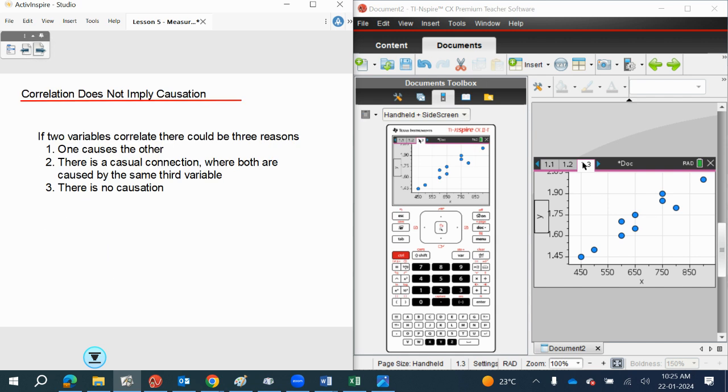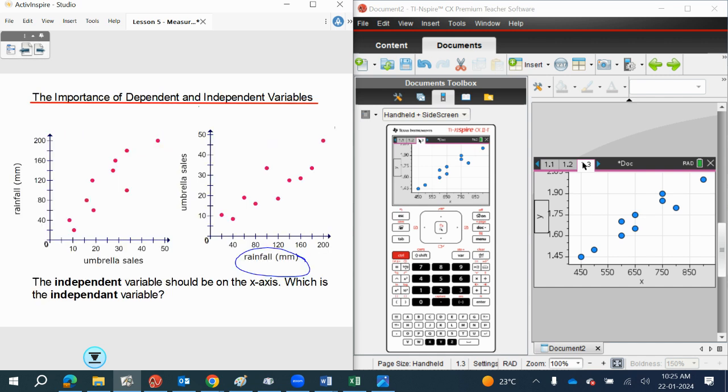Correlation, however, one of the important things in correlation is it does not always imply causation. So if two variables correlate, there could be three reasons. One causes the other. There is a causal connection. Maybe both of the variables are caused by a third variable which is not seen. So either one variable causes the other, such as quite possibly rainfall. We never say actually causes it. We just say there's probable evidence to assume it causes. Statistics like this is never definite.